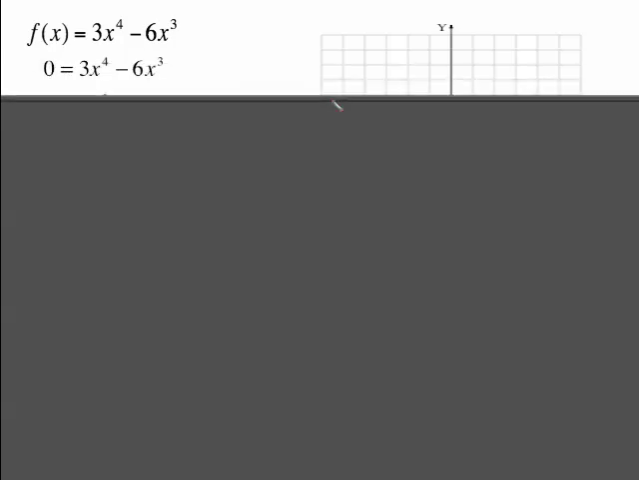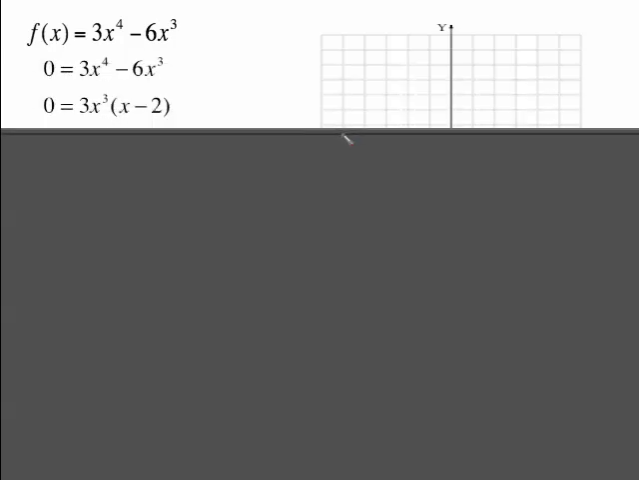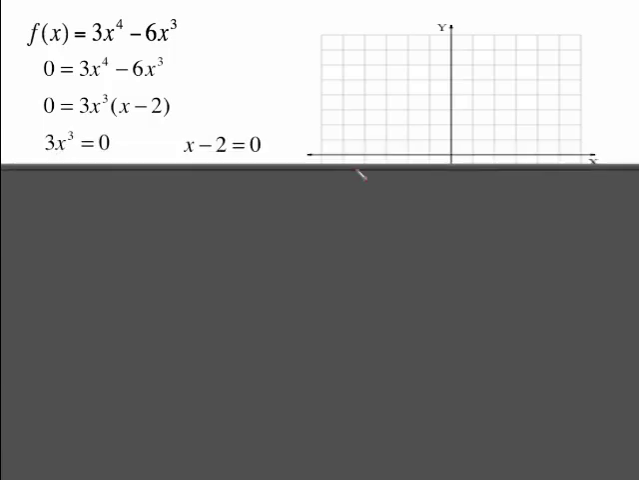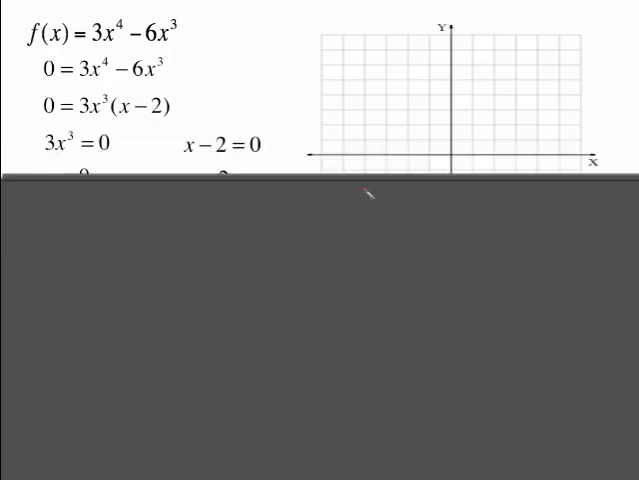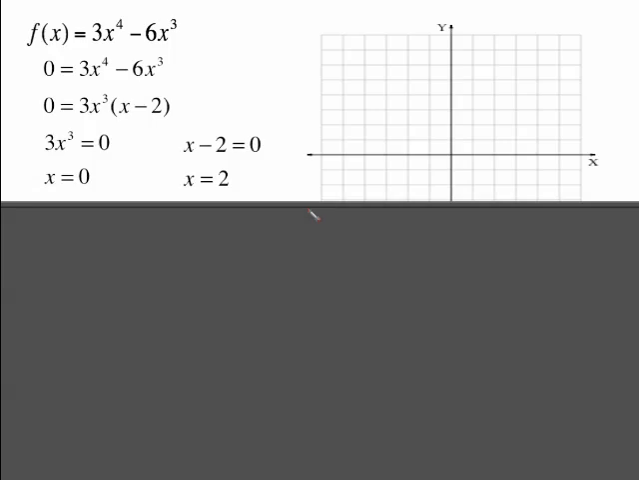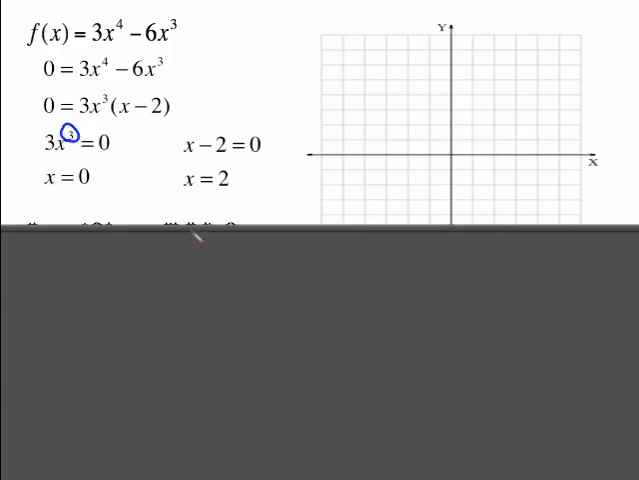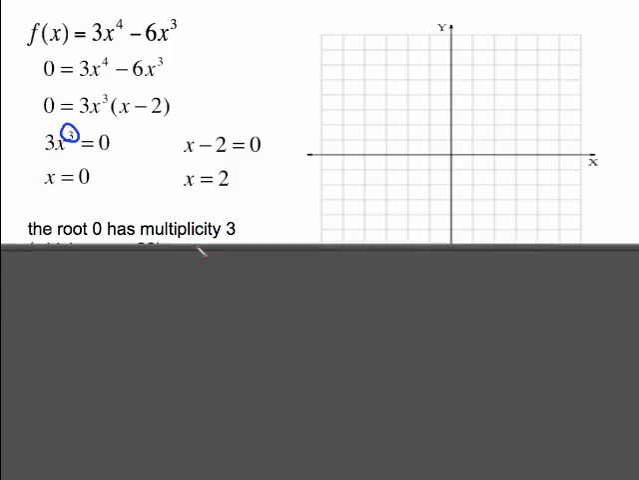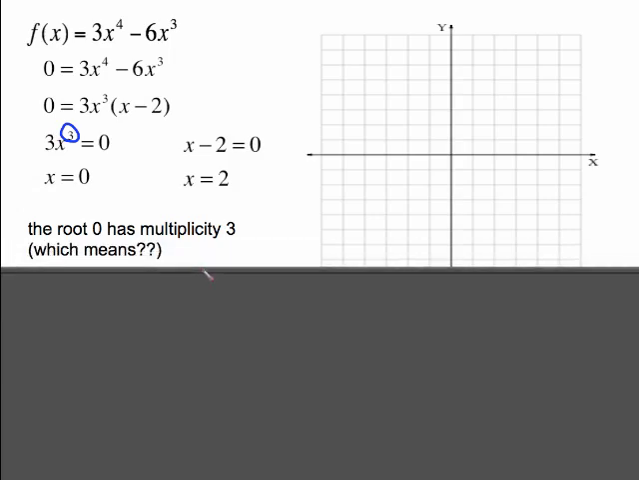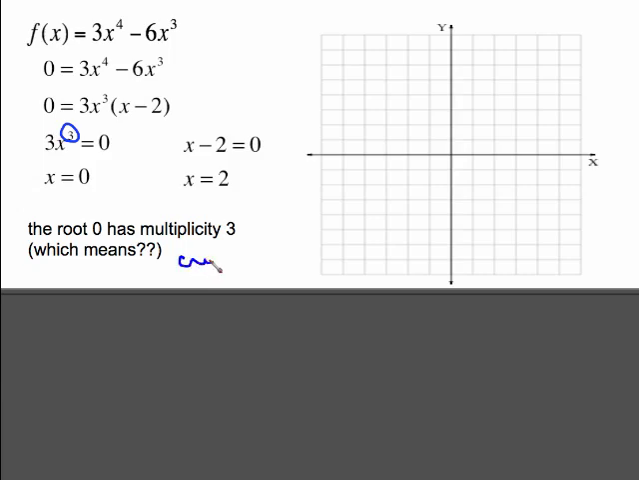3x to the 4th minus 6x cubed. Set it equal to 0. Factor out a GCF of 3x cubed. Set each one of those equal to 0. And solve, and we get zeros of 0 and 2. But that's an odd power, which means this 0 has multiplicity 3. That's an odd number. What does that mean? That means it's going to cross at that root. It's not going to bounce like the last one. It's going to cross. So 0 and 2.